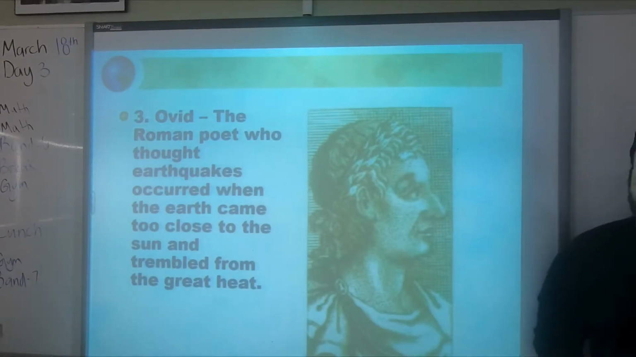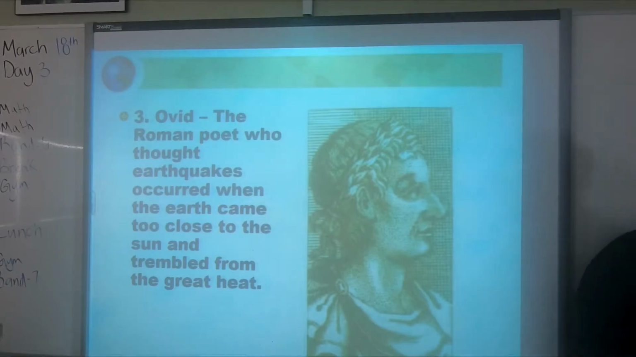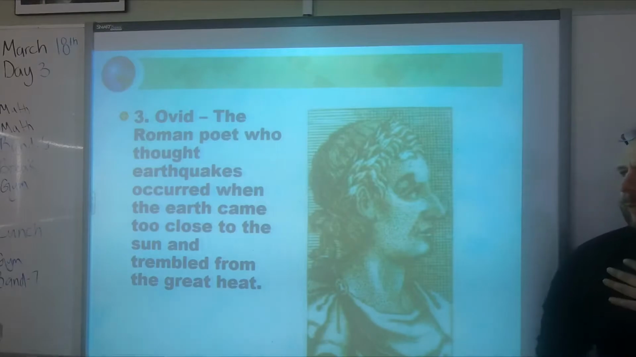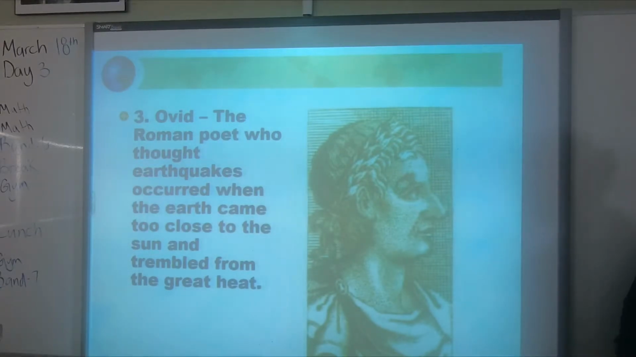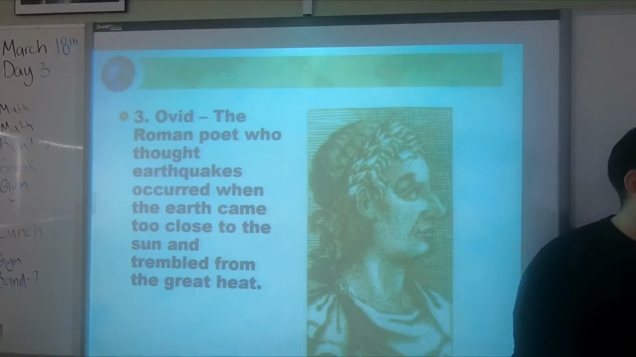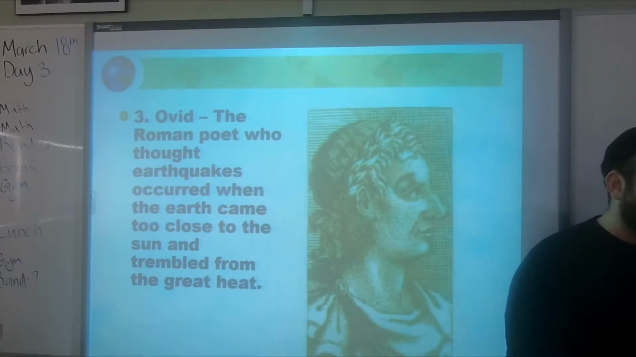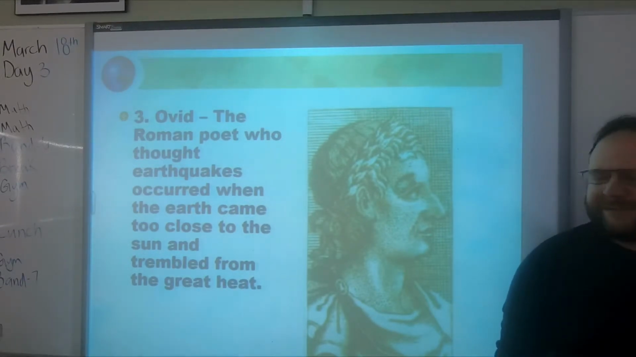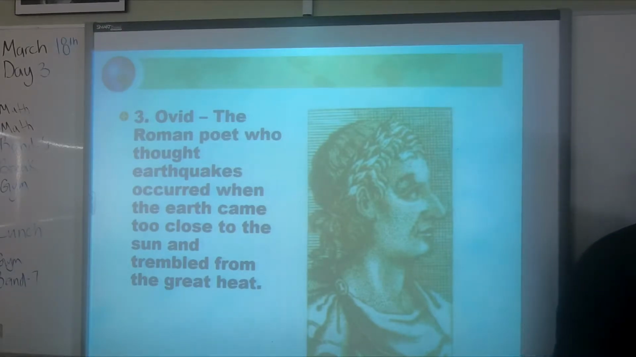Now, we get to the Romans. The Romans inherited a lot of the Greek learning. So, when the Romans come around, we have a Roman writer named Ovid. And Ovid is also thinking about earthquakes and volcanoes, like a lot of other Romans and Greeks were. And he comes up with another theory. His theory is that earthquakes occurred when the earth came too close to the sun and trembled from the heat of the sun.